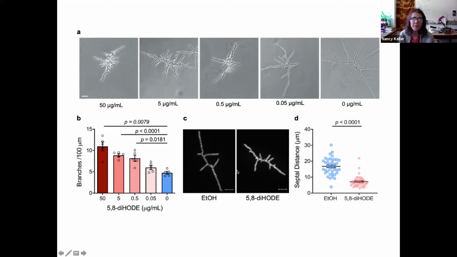We also found that you could visualize this, here you see, by staining with calcofluor white, which stains the chitin, and you could see there's more septa too. Commonly, when you have a branch, not always, but commonly you'll have a septum laid near. And here you can see that indeed we had a smaller septal distance when treated with this metabolite.